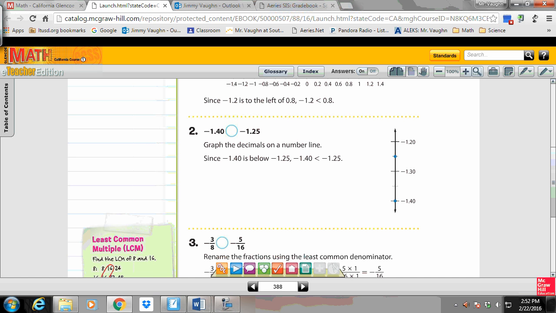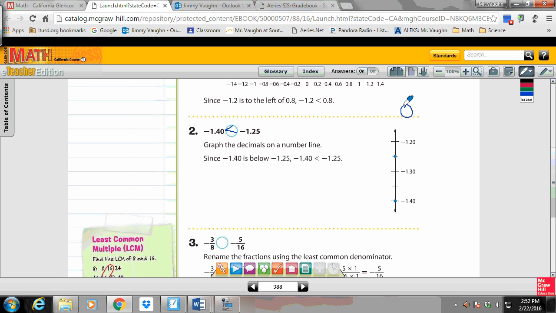Negative 1.4 is less than, greater than, or equal to negative 1.25. So they're both negative, so which one's further to the left, further away from 0? That means it's smaller. Okay, so 1.4 is further away than 1.25 is, so it is going to be less than. Oh, silly pen's not working on here. Less than.